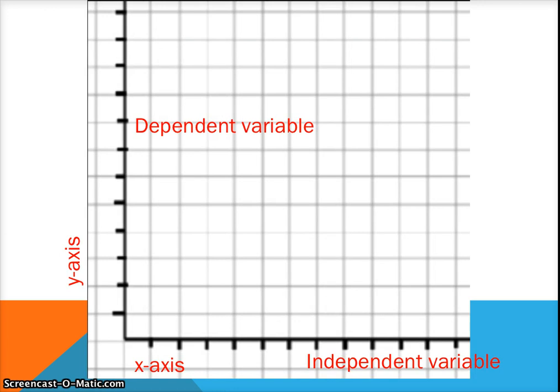This graph has the x-axis and y-axis labeled. The independent variable goes on the x-axis, and the dependent variable goes on the y-axis.